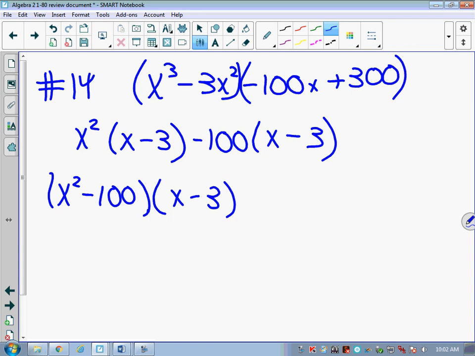Okay, so I know I'm going to end up with x minus 3 as part of my solution. What do I need to do with x squared minus 100? Factor it. Okay, do we notice anything unique about it? I'm subtracting a perfect square, right? And notice that there's no just x value there, correct? So what is x squared minus 100 going to look like whenever I factor it? X minus 10, x plus 10.